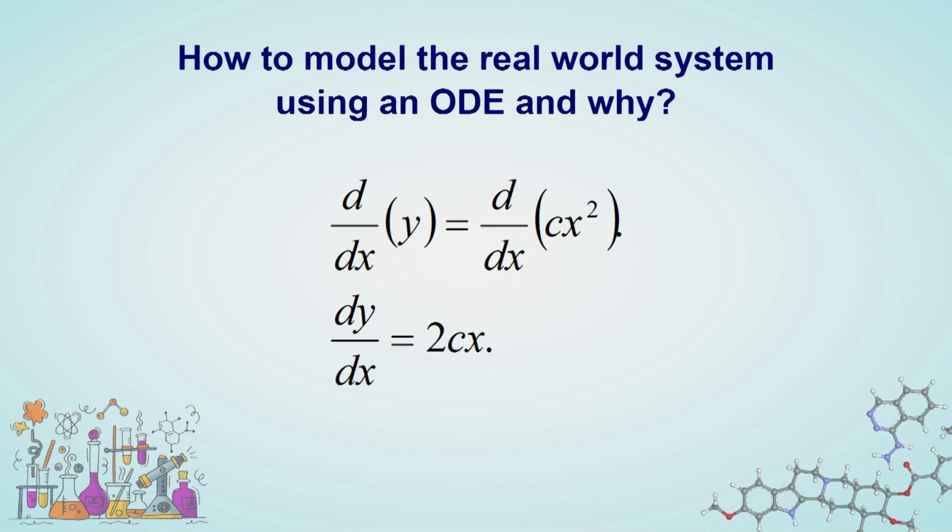On the left hand side, we have dy by dx, the first order derivative, equal to, by the simple formulation, d by dx of x raised to n, which transforms into nx raised to n minus 1. Therefore, x square becomes 2x. Thus, we have dy by dx equal to 2cx. But how do we confirm this is a real ordinary differential equation?